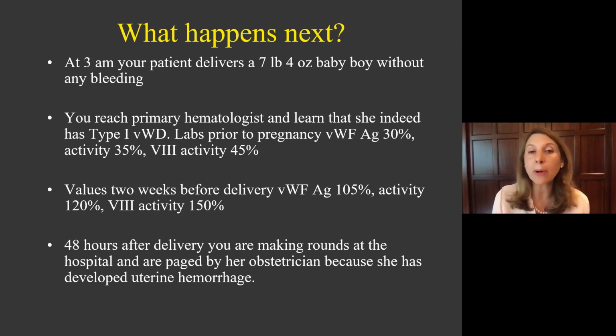Labs prior to pregnancy were mildly low, with a von Willebrand factor antigen of 30, activity of 35%, and factor VIII level of 45%. The patient had actually seen her obstetrician a few weeks before this trip, and her values 2 weeks prior to this delivery were an antigen of 105, activity of 120, and factor VIII activity of 150. So as you can see, with estrogen, her levels have increased.